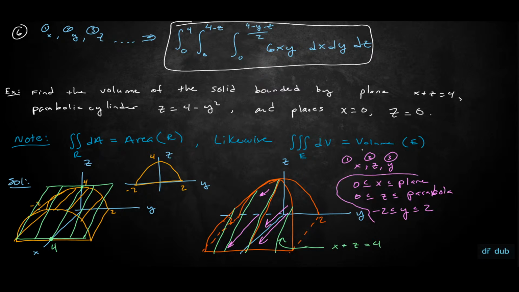That seems to be, in my mind, what's going to work out best because of that flat plane going at an angle in the xz direction. So let's do this order of integration. x is going from 0 to 4 minus z. z is going from 0 to the parabola, which was 4 minus y squared, and y is going from -2 to 2.